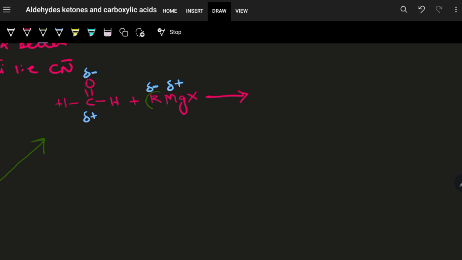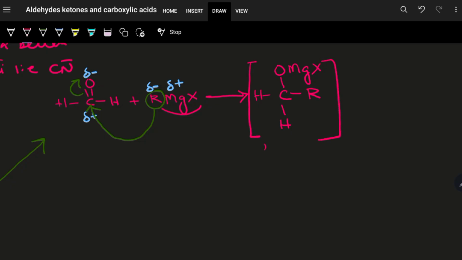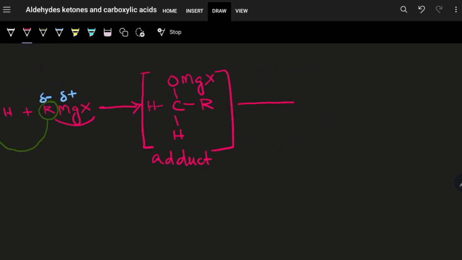Now, this R, which is delta negative, acts as a nucleophilic end, attacks the carbonyl carbon, the electrophilic site, and oxygen opens up. So you get HCO minus that holds MgX. O minus holding MgX. 1H was already there and R has attacked. So this is your addition product, which is known as adduct. And this is susceptible to hydrolysis by HOH, that is water.